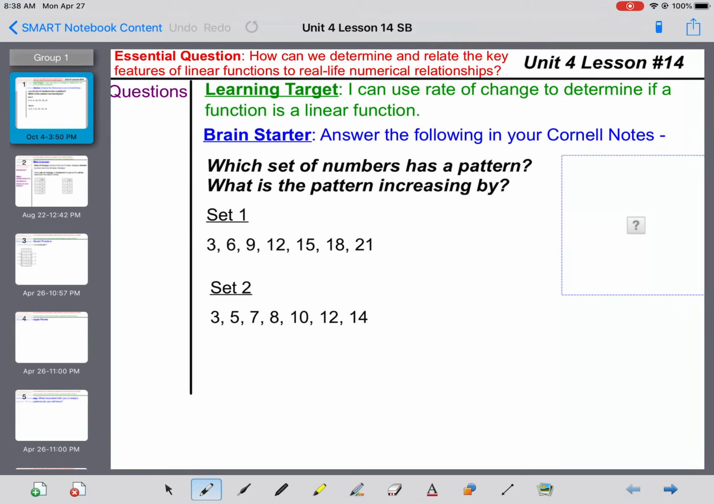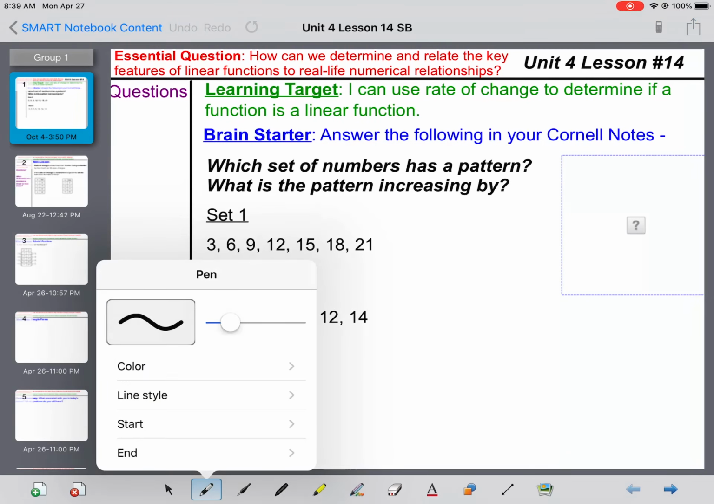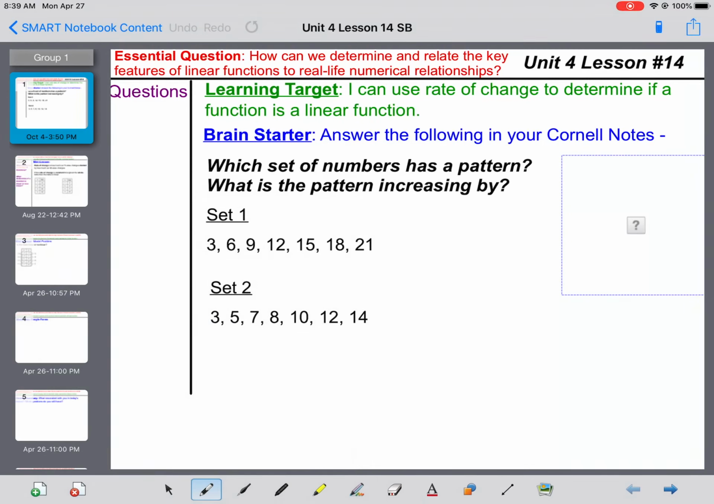Alright, so we're going to be looking at tables, and we're going to be talking about rate of change, and we're going to talk about that in the mini lesson, but we're just going to determine if a table is a linear function or if it's a nonlinear function. Alright, so let's take a look at the brain starter. The question is asking, which set of numbers has a pattern, and what is the pattern increasing by? Okay, so I would suggest that you pause the video and you answer this question yourself.